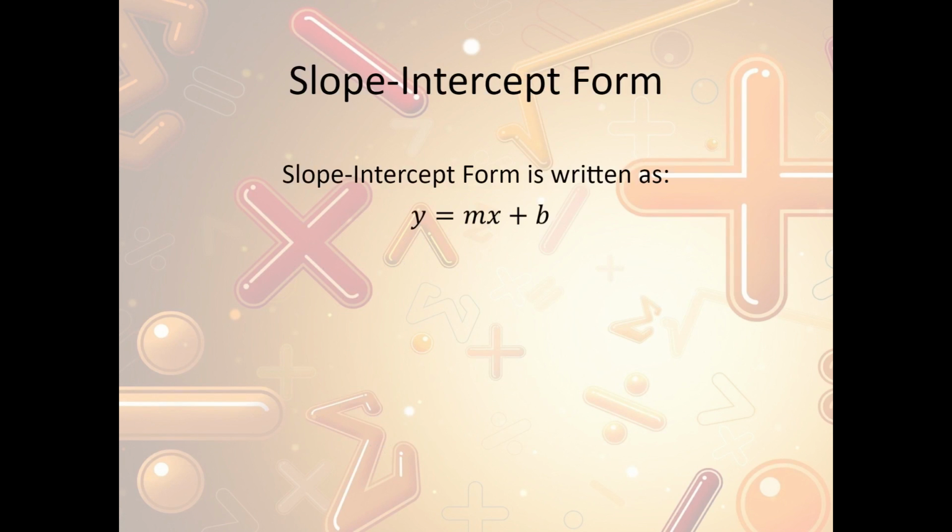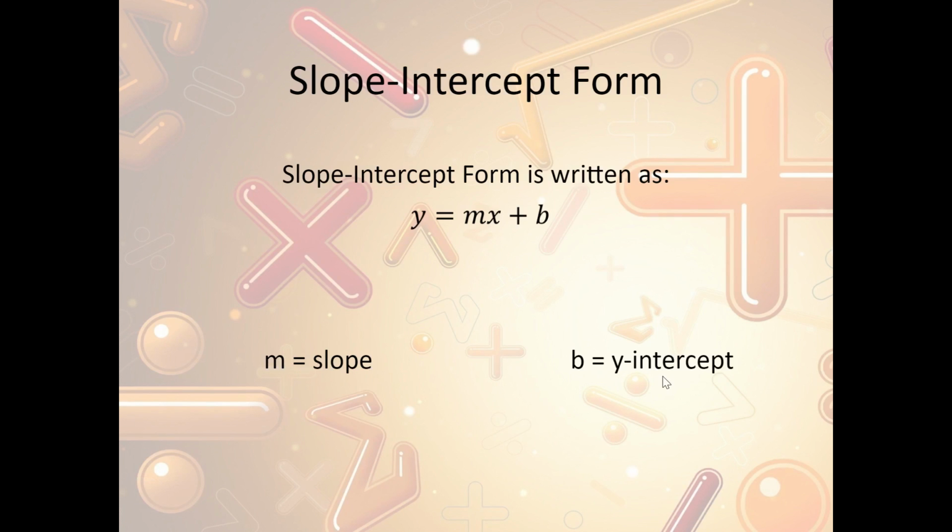Slope-intercept form. Slope-intercept form is written as y = mx + b. And what does that mean? M is the slope, and b is the y-intercept. Y and x are my variables that stay variables so that I can plug numbers in and see what they come out to be. So m is the slope and b is the y-intercept.